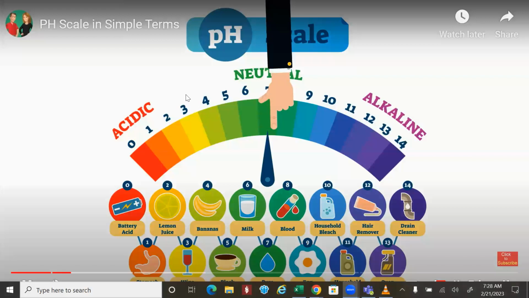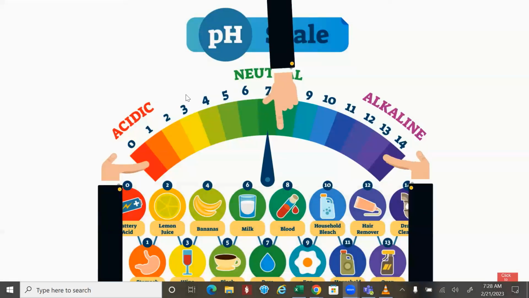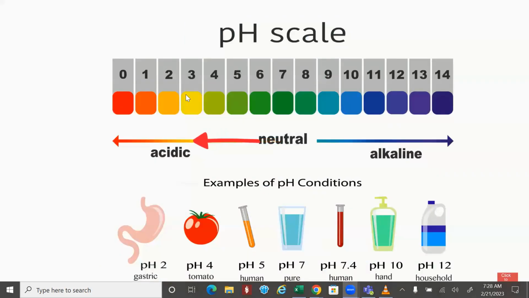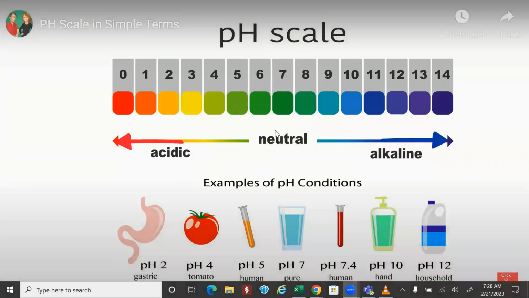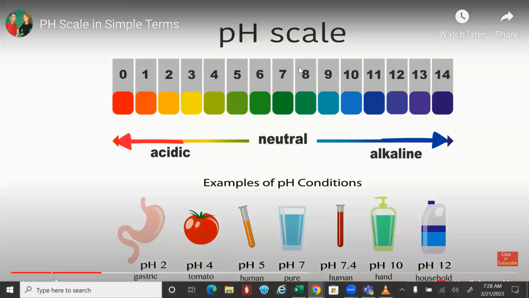The range goes from 0 to 14, with 7 in the middle. pH is less than 7 in an acid, and we have pH greater than 7 in a base. But why 7? Fun fact, if you're having issues with your stomach, you can drink a little bit of pickle juice, not a whole lot, and it'll actually neutralize the acidity in your stomach. Fun fact. Now you know.